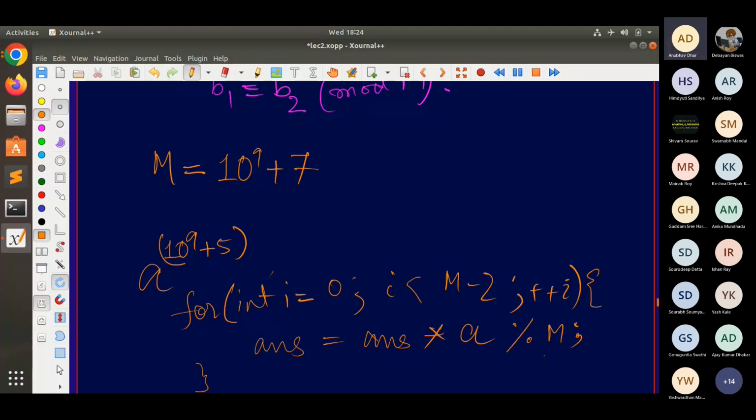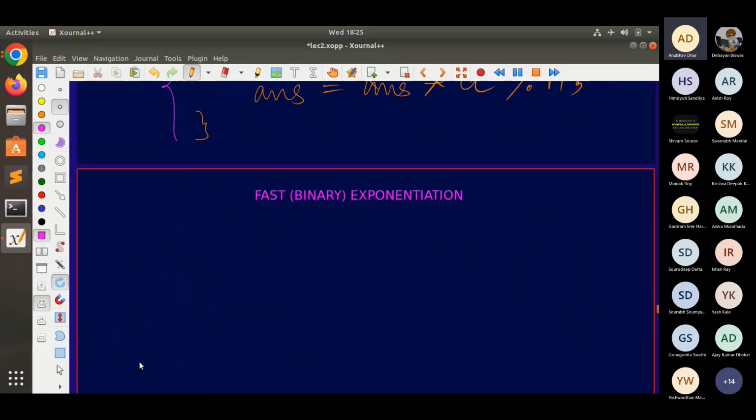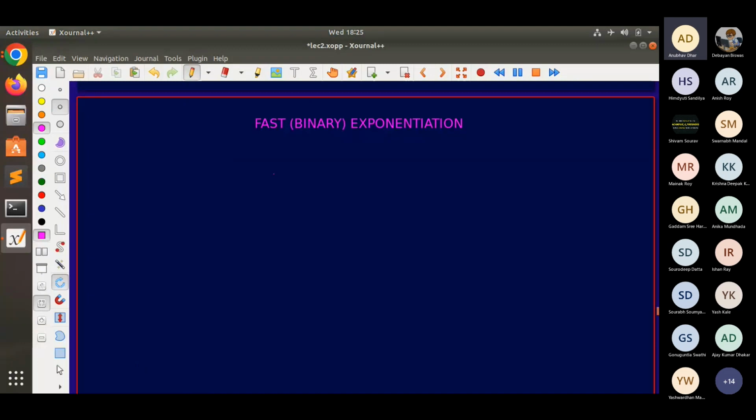So this would be way too slow, right? What is the complexity of this piece of code? O of m, right? So O of 1e9 plus 5 is too much even for one number, but you'll see that you would need to repeatedly find out inverses for one particular property. So here we do something called fast exponentiation.